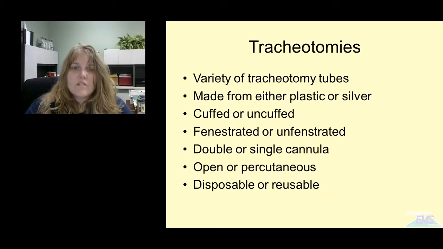There's a variety of tracheostomy tubes out there that can be made from plastic or silver. They can be cuffed or uncuffed, fenestrated or unfenestrated. They can be single or double cannulated, open or percutaneous. There's a lot of different things that can occur with those.